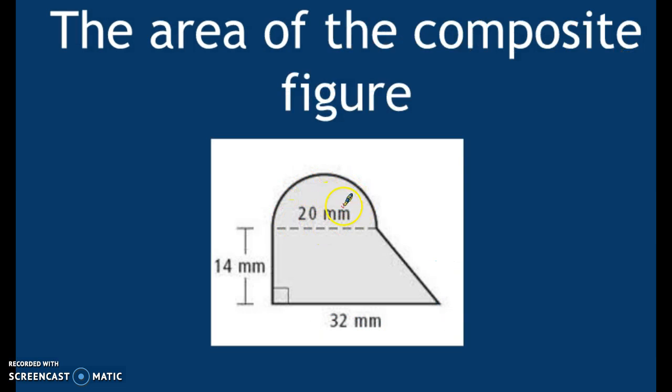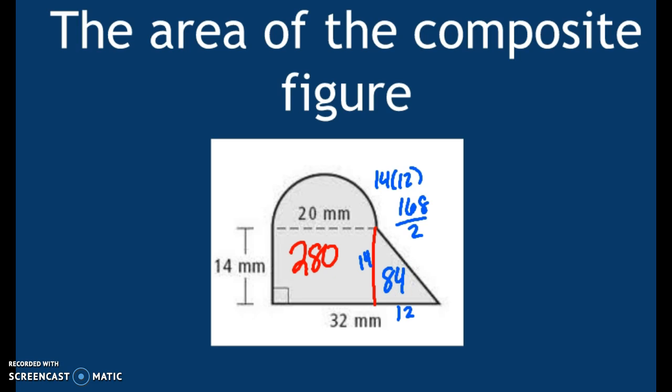Alright, for this shape I have a semicircle, a rectangle, and a triangle. So this rectangle is 14 by 20. 14 times 20 is 280. The triangle has a height of 14 and a base of 32 minus 20, which leaves me with 12. 14 times 12 is 168, and because it's a triangle, we divide by 2. So this is 84.